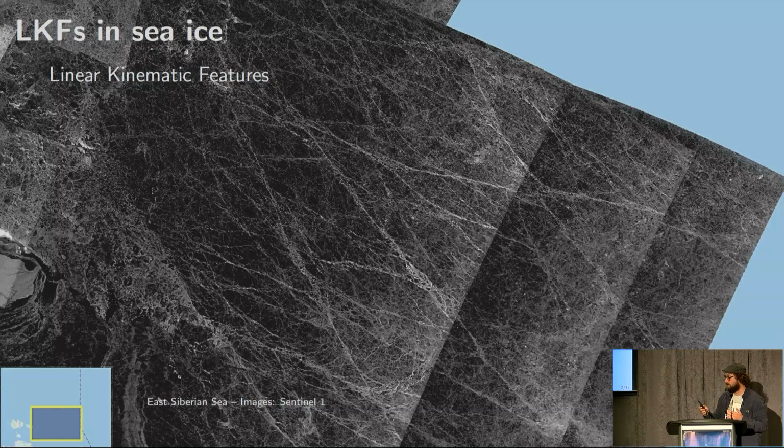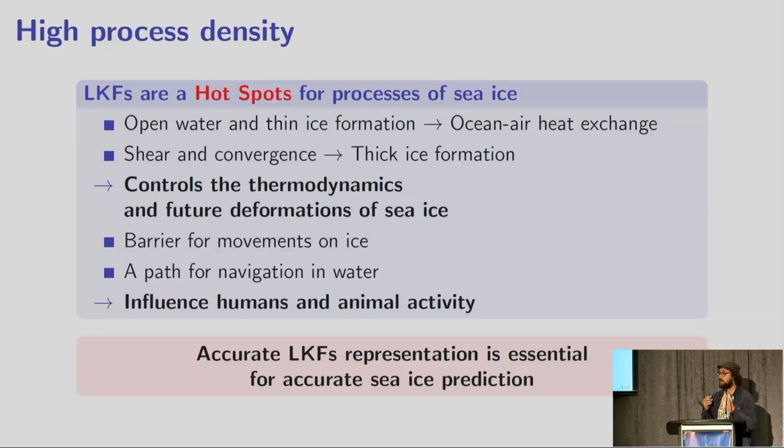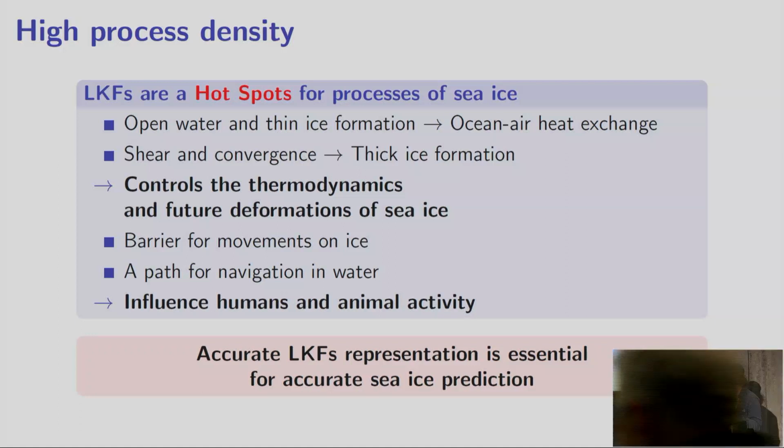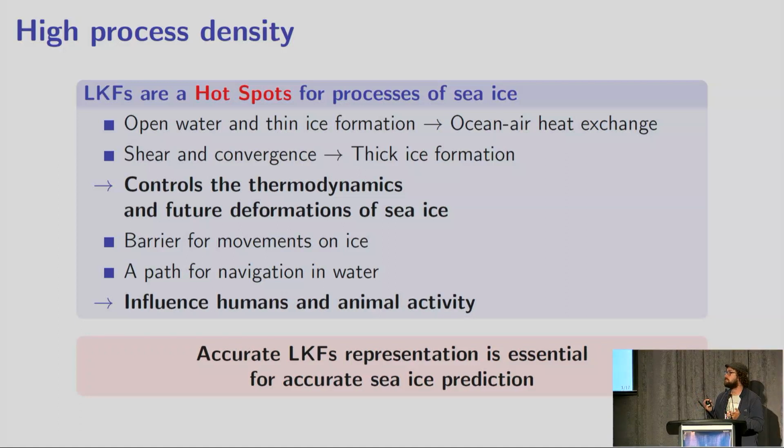And like Jean-François explained, this is important because LKFs are the hotspot of processes in sea ice. So we have open water and thin ice formations. We have a lot of ocean-air heat exchange. We have shear and convergence. So we have thick ice formation. So it controls the thermodynamics and the future dynamics, the future deformations of sea ice. It's a barrier for movement on the ice, and it's a path for navigation in the water. So it influences human and animal activity as well. So an accurate representation of the LKFs is really essential for accurate sea ice prediction.